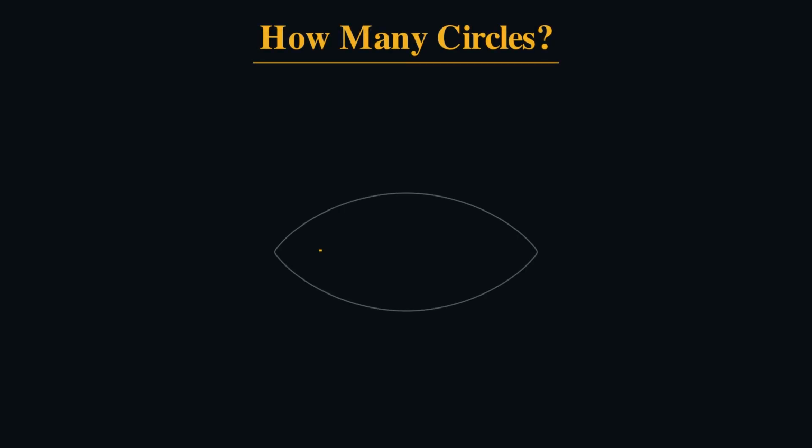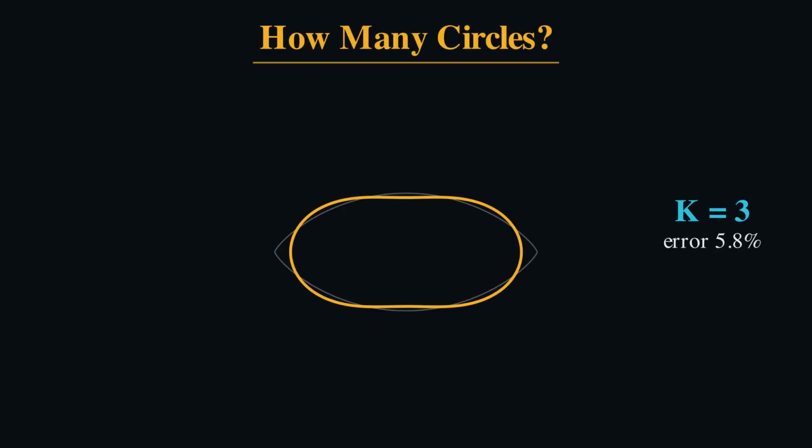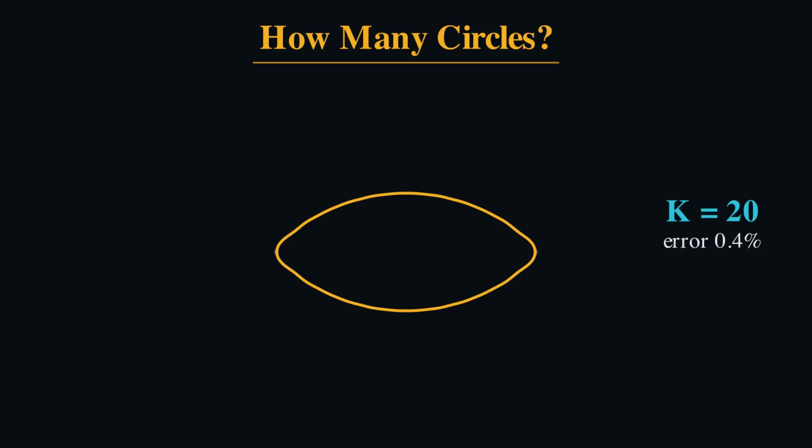How many circles does it take? 1 circle is just a ring. 3 make a blob. 5, and the eye is forming. 20, the error drops under 0.5%. 100, and you cannot tell the copy from the original. The big circles are the skeleton, the tiny ones are the details.